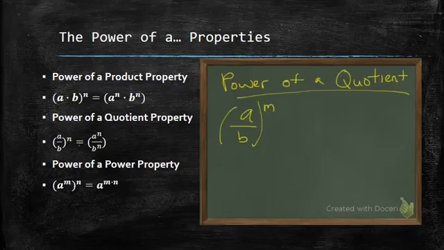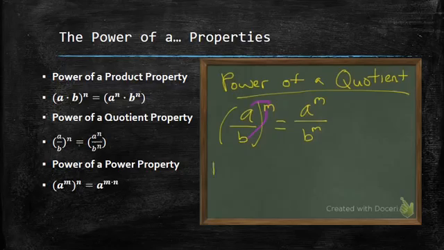Again, power of a quotient property. This is the one where we need to distribute the property to every term in the numerator and every term in the denominator. So we do that like this. We get a to the m over b to the m. Let's do this with a couple examples.